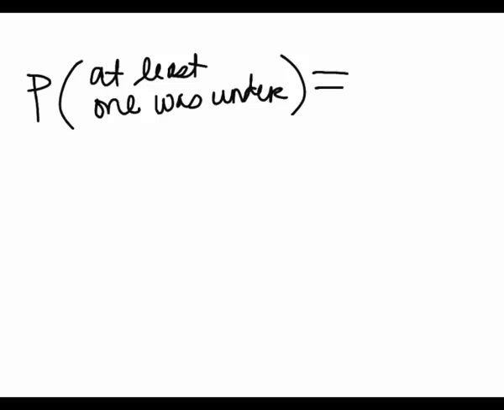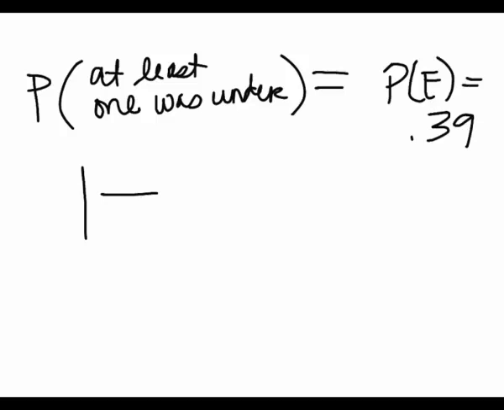Okay? At least one of them, one of the 7 that we chose, would be under the influence. What's the probability of that happening? Well, think of the complement. What's the complement of at least one was under the influence? Then none of them are under the influence. And we know that the data that they gave us, the probability of a caller calling in being under the influence is 0.39. That means the probability of the caller calling in that's not under the influence is 0.61.